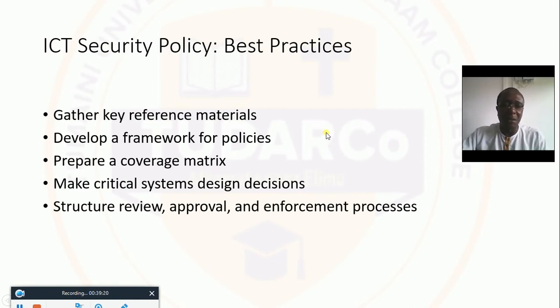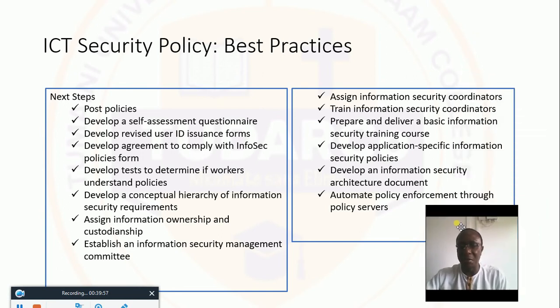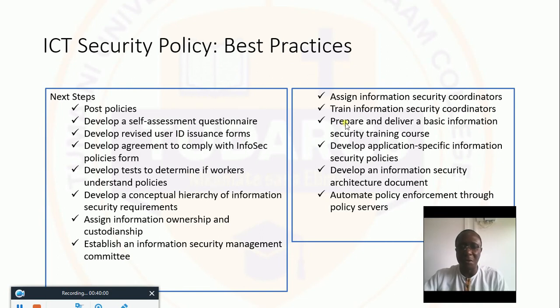What are the best practices in ICT security policy? To gather key references, develop a framework for the policy, prepare a coverage matrix, in which areas the ICT security policy covers, make critical system designs, and structure review, approval, and enforcement of the process. These are the best practices in the ICT security document, and I've pointed them out in my presentation. Because I will share this presentation with you, we will go through all the best practices in ICT security policy formulation.